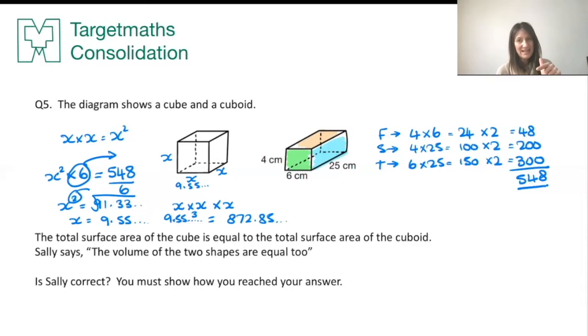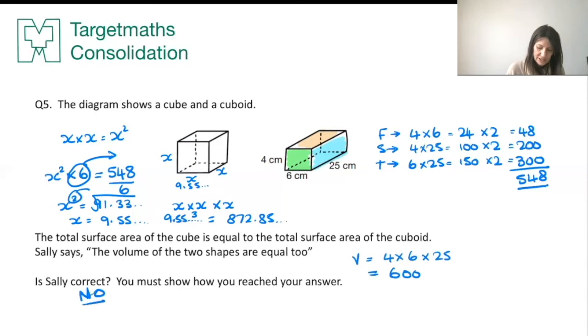I'm going to go back now to the volume of the cuboid because I need to compare and see if they're the same. So the volume of our cuboid is the area of the front face, which is a rectangle, 4 times 6, times by the third length, which is 25. When I put that into my calculator, I get 600. They are not even close to the same, are they? So the answer to that is no. Always make sure you do answer the question.